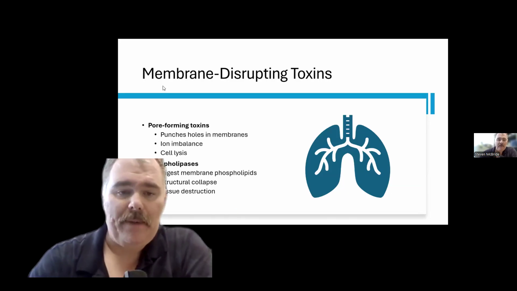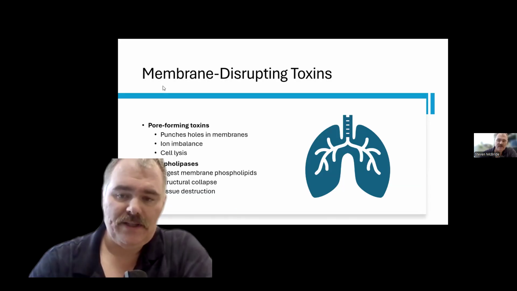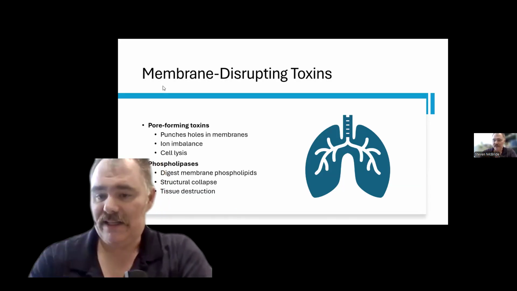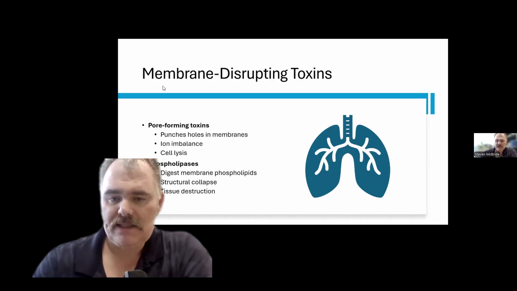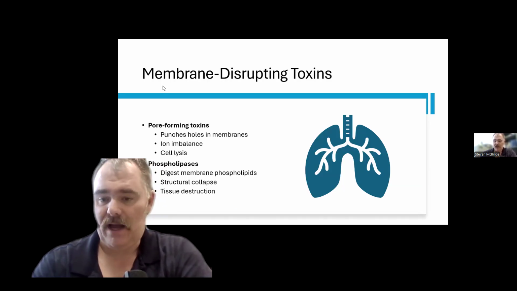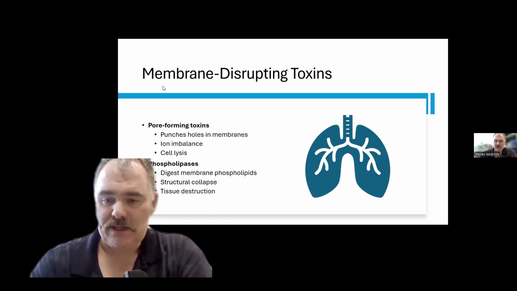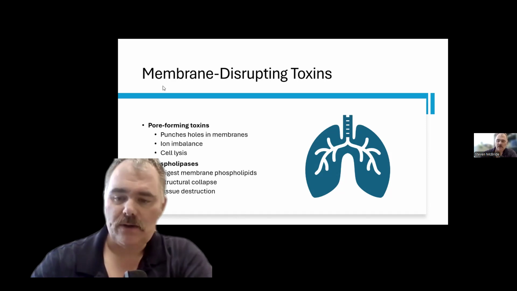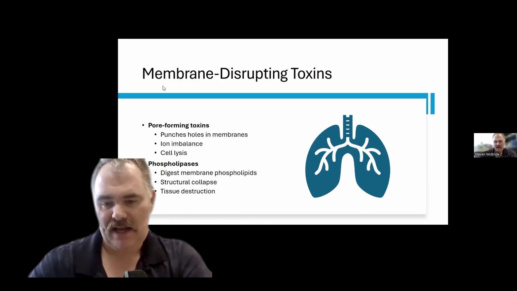Let's talk a little bit about membrane disrupting toxins. Unlike AB toxins, which alter cellular function, membrane disrupting toxins simply destroy cells. One strategy is to punch holes in membranes. These are called pore-forming toxins. A classic example is streptolysin O, produced by Streptococcus pyogenes. Multiple toxin molecules assemble together and create large pores in the membrane. Once those holes form, ions and cellular contents leak out and the cell dies.